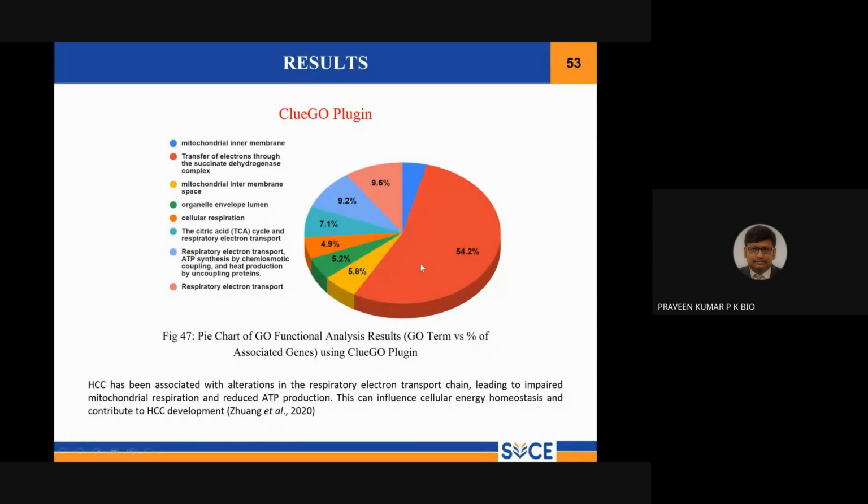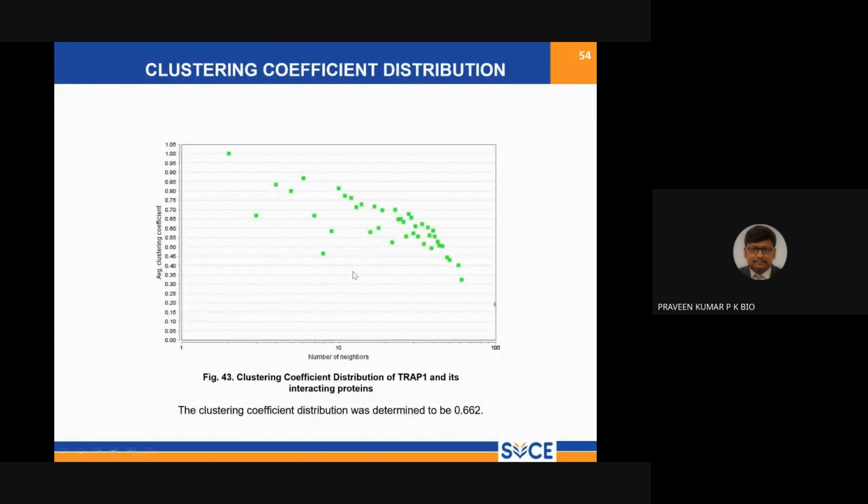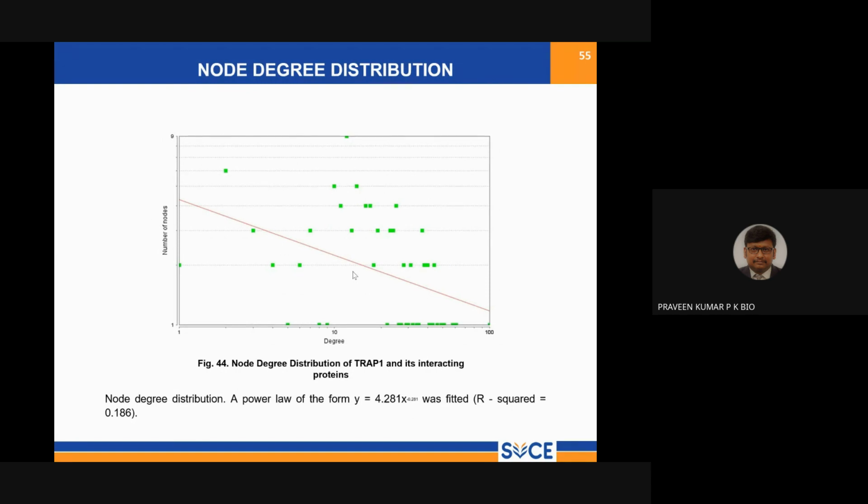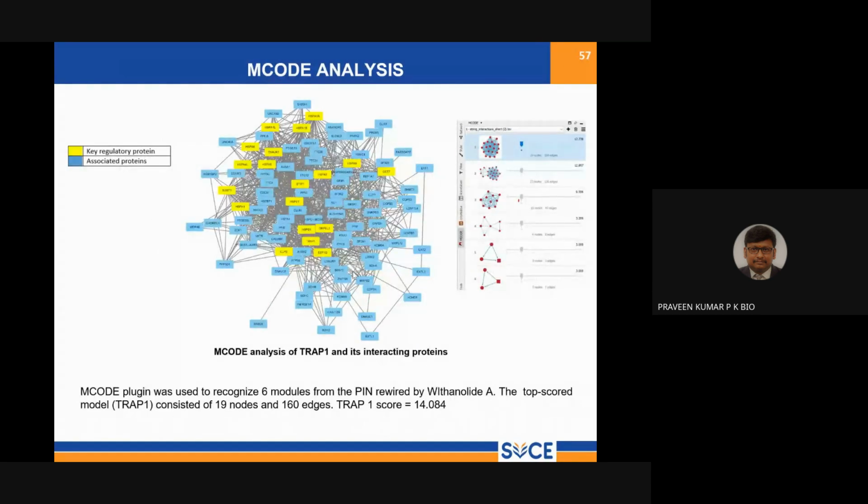And if you see this ClueGO plugin, you can also get the information in the form of a pie chart. There are different pie charts you can get from this ClueGO plugin. And clustering coefficient, this is additional information you can generate. Node degree distribution, path length distribution, and there is also one more plugin called MCODE analysis. This MCODE analysis is used to recognize the most important modules, like if you want to find which are the key regulatory proteins, associated proteins. So all these things we are able to differentiate using this plugin.